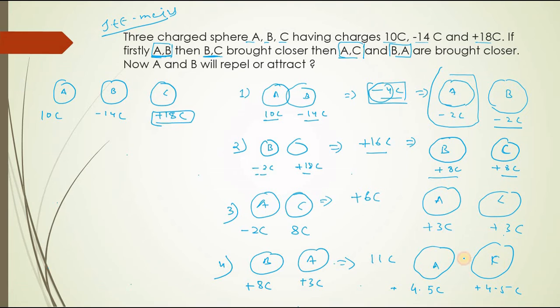Now we can answer the question very carefully. They are asking what will happen to A and B. So simple, A is having positive charge, B is having positive charge, both of them are going to repel each other. Right? This was a question which came in JEE Mains, which was based on the simple logic and property of the charges.